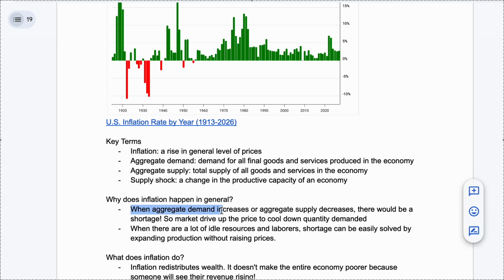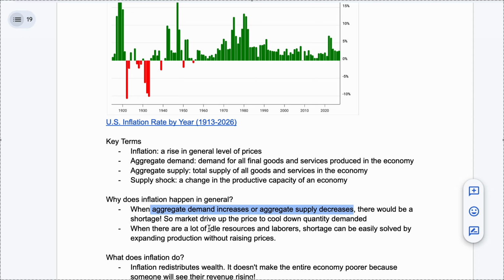So when aggregate demand increases or aggregate supply decreases, there will be shortage, right? By definition, if aggregate demand increases and quantity supplied hasn't changed, that is shortage. Same for this one. If quantity supplied decreases while quantity demanded is the same, that would also be a shortage. It can happen by either of these, or both of these things, but that's shortage.